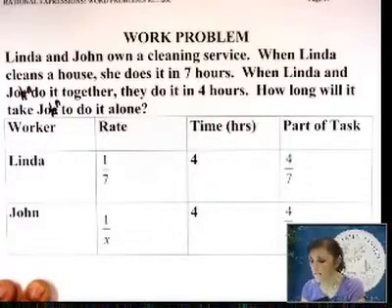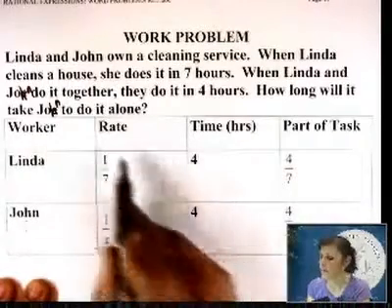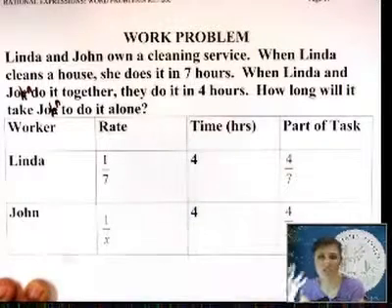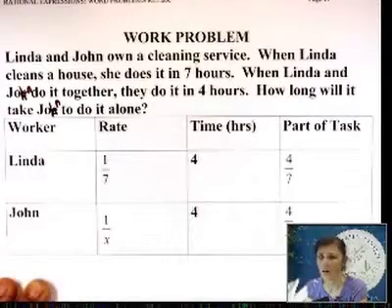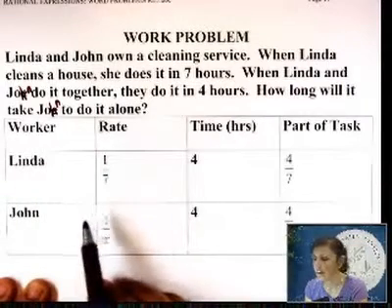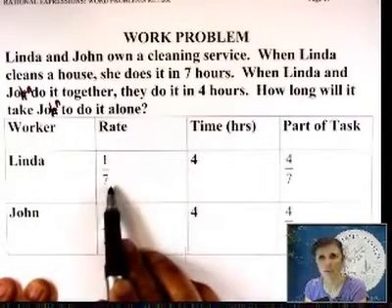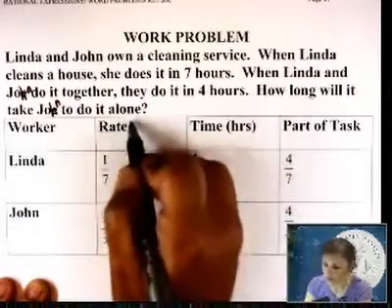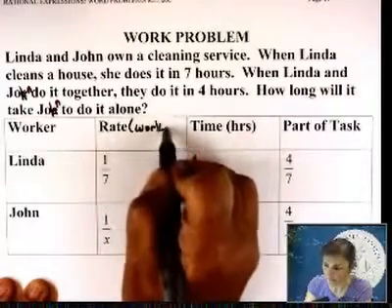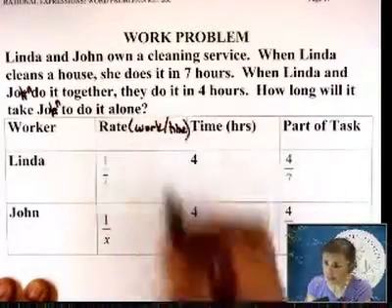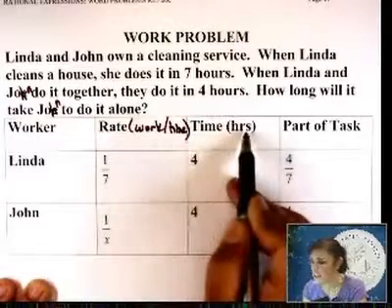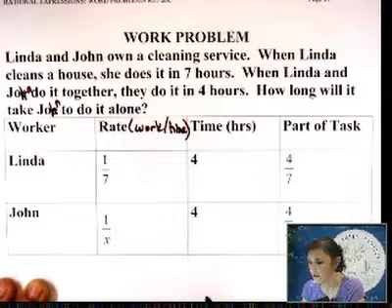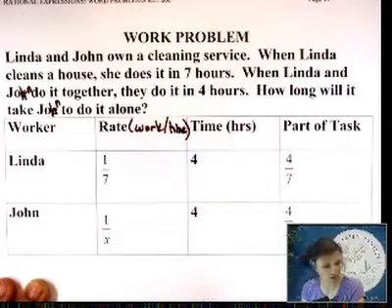Okay? So, this is how we set it up. Rate, time, part of the task you get done. The task is 1 house, cleaning 1 house. Linda: the rate is 1 house in 7 hours, so 1 house per 7 hours. So it's 1/7. The rate is work per time. Does it make sense? And she does it in 7 hours.